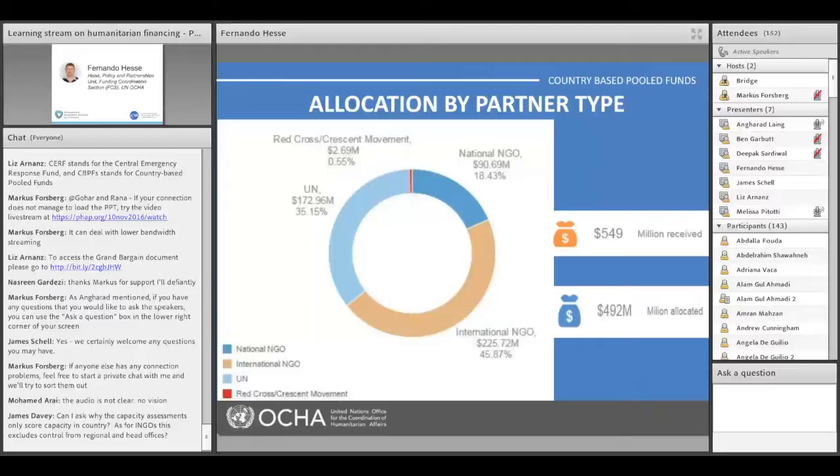So CBPFs are the largest source of direct funding for national and local NGOs, as I mentioned before. And this is the most recent data in terms of the allocations that we've done this year, as of November, so just from yesterday. A total of 18 member states have pledged or contributed $549 million to the country-based pooled funds in 2016. In turn, these funds have already disbursed $492 million to relief partners in 17 countries where they are operational. 46% of the funds have been allocated to international NGOs and some 18% to national NGOs.